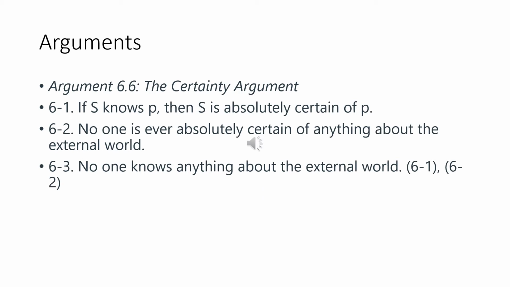Here's the second argument, the certainty argument. If S, some subject, knows that P, then S is absolutely certain of P. That's premise 1. Premise 2, no one is ever absolutely certain of anything about the external world. So, conclusion, no one knows anything about the external world, where it follows from premises 1 and 2.